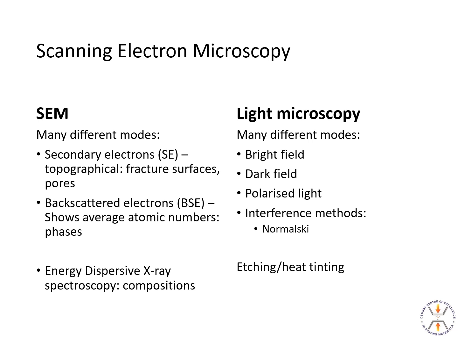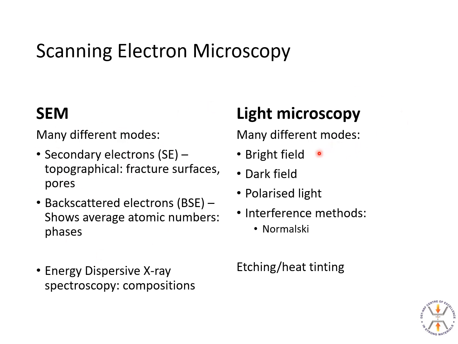So comparing scanning electron microscopy with light microscopy, we've got secondary electron mode, which is topographical, and we can see fracture surfaces, pores and holes. And then we've got backscattered electrons, which show the average atomic number, so the phases. And then we've got energy dispersive X-ray spectroscopy, which gives us the compositions. These days, people don't use light microscopy as well as they used to, because we tend to be a bit lazy and go to SEM.